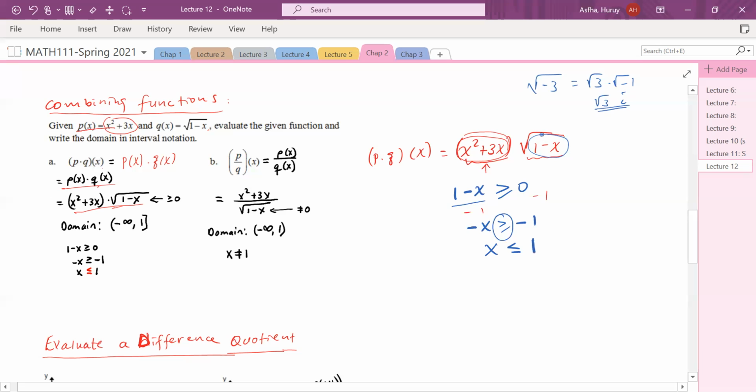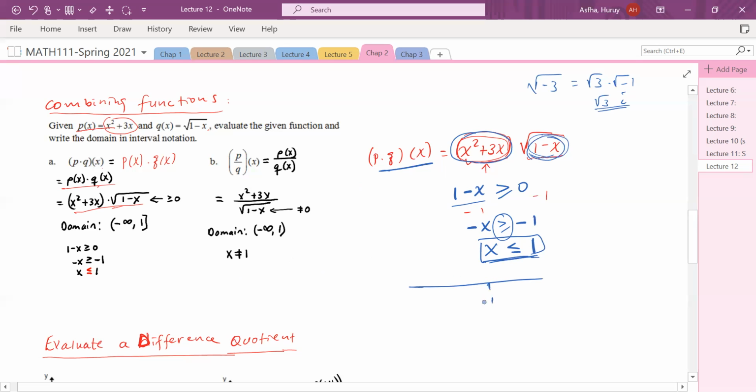Therefore, in order for this to be greater than or equal to 0, x has to be less than or equal to 1. Otherwise, for example, if I pick a number greater than 1, let's say 2, then 1 minus 2 is negative, and the number inside the square root becomes negative. So what is the domain of this function? The other part doesn't have any restriction, so this is the only problem.